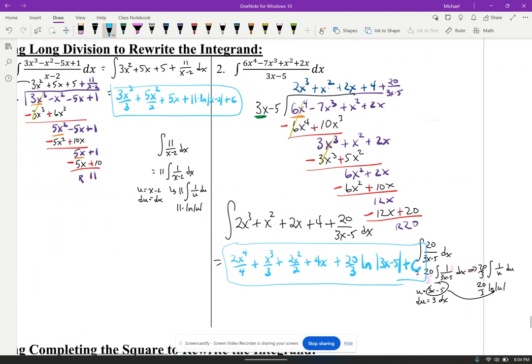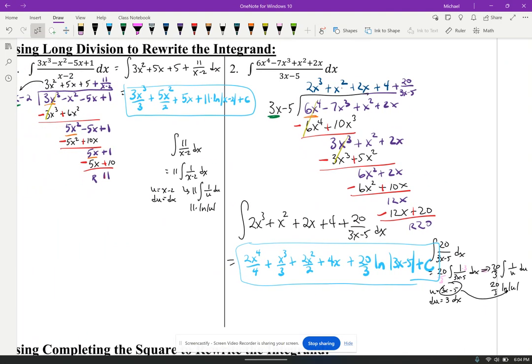The moral of the story is long division, as lengthy as it is, can help us take a rational function that looks complicated and break it up into little pieces so that we can find the antiderivative a lot quicker. We invest time at the beginning simplifying it so that at the end, when we take the antiderivative, it's a lot faster.